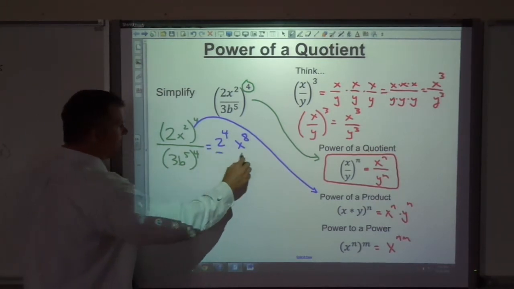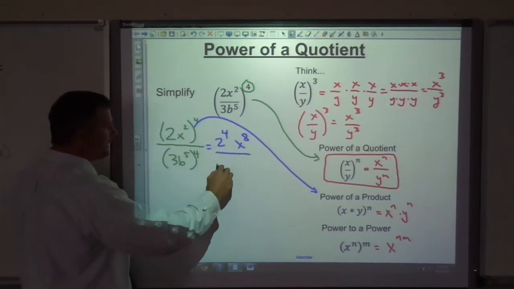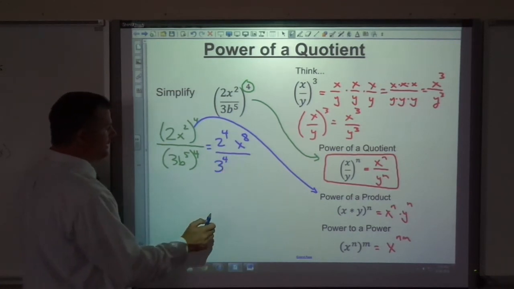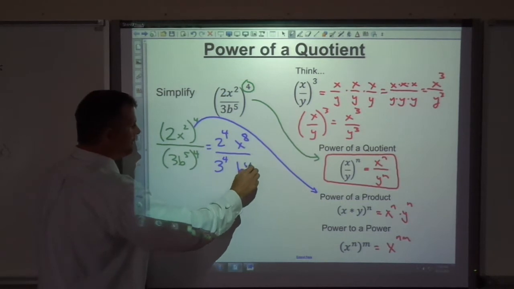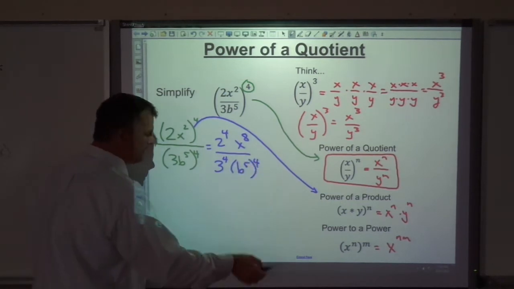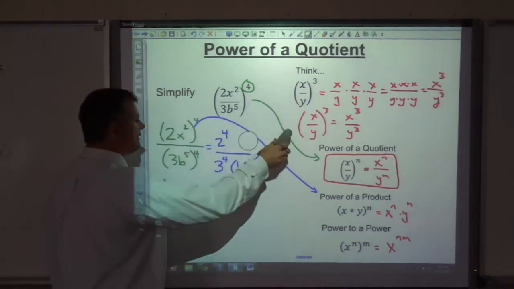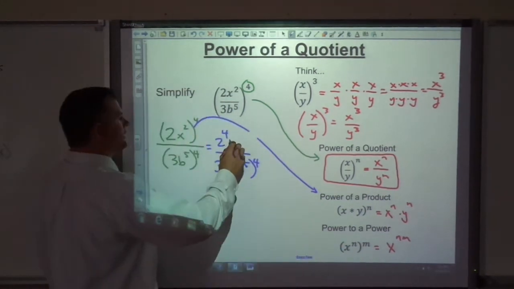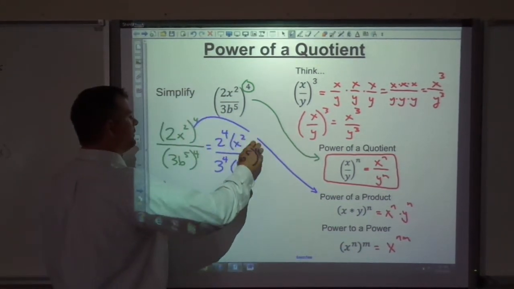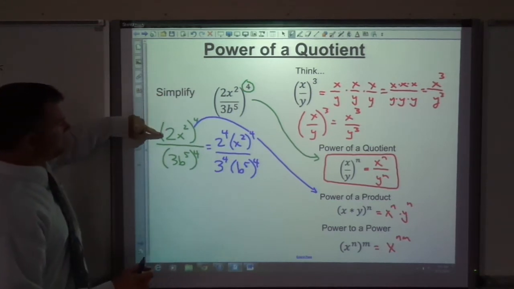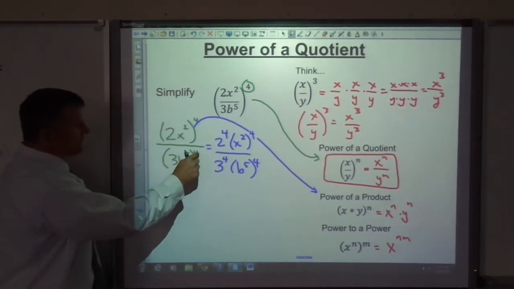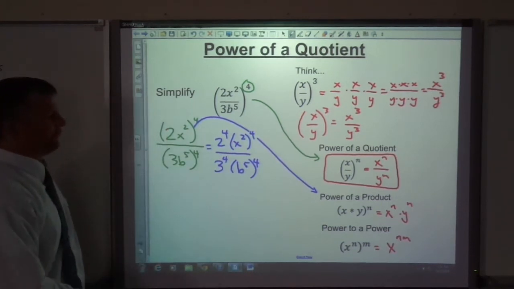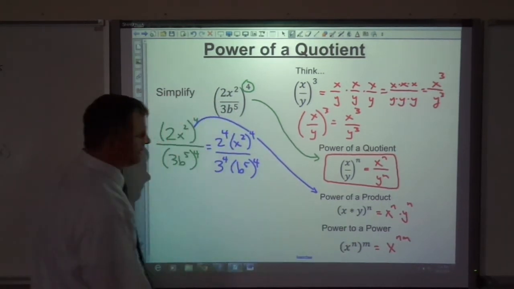Here, we can take the bottom, same thing. We can make this 3 to the fourth, and we can make this, actually I probably skipped a step there, this should be b to the fifth to the fourth. So let's be accurate here and do it the same way, and let's make this x squared to the fourth. So we're taking this to the power, and then this to the power. Same thing here, we're taking the 3 to the fourth, and then the b to the fifth to the fourth. That's because of this rule.